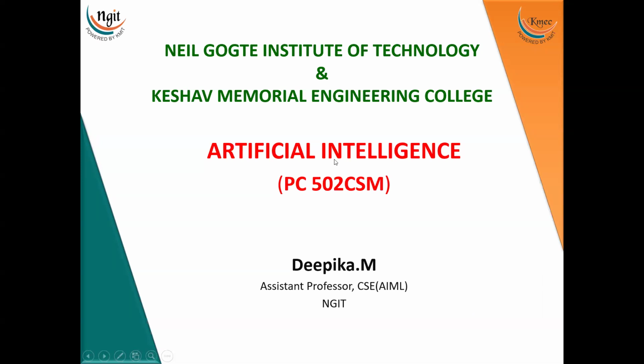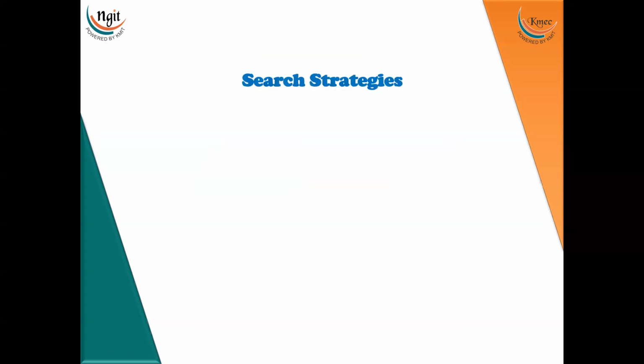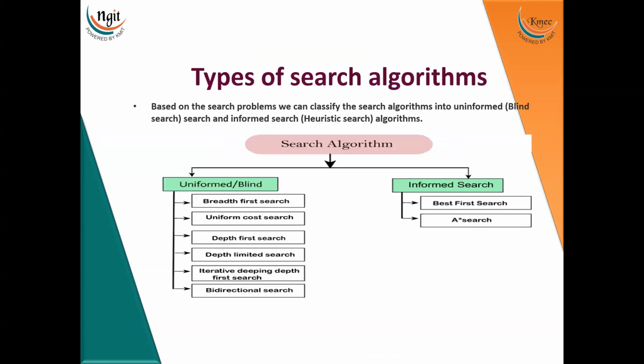Good morning, everyone. In this session, we are going to discuss Unit 1, Part 3, that is search algorithms. What are these search algorithms and what are these search strategies? Let us discuss in this session. Coming to the types of search algorithms, based on the search problems, we can classify them into two: uninformed and informed search algorithms.